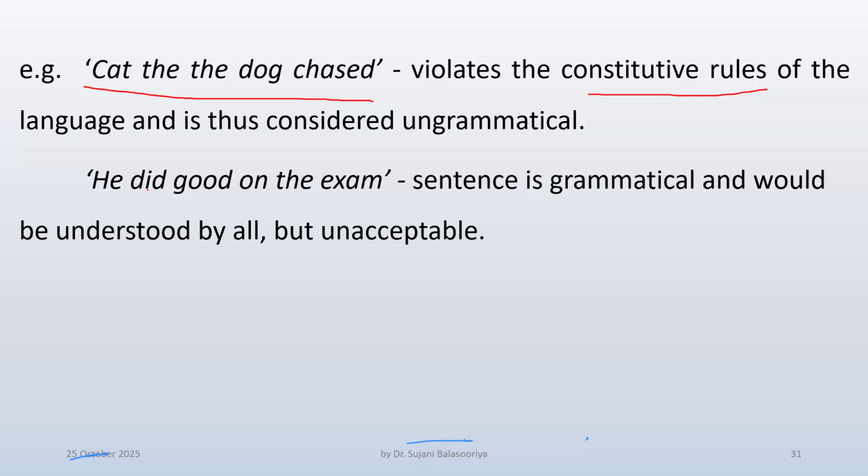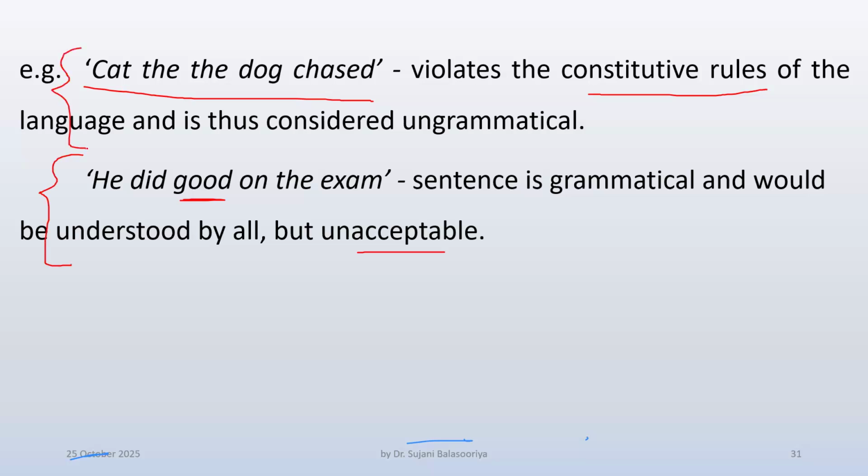Now, there is a problem there. Although there is a problem as a whole, we can say the sentence looks grammatically okay because we can understand it, but unacceptable. Unacceptable because usually we do not use good as an adverb there, right? He did well on the exam. Instead of good, we have to use well. But still we can communicate a message, no? We can communicate a message. So then we say, instead of good, you should use well, prescriptive. Related to the prescriptive grammar. First one related to descriptive grammar.